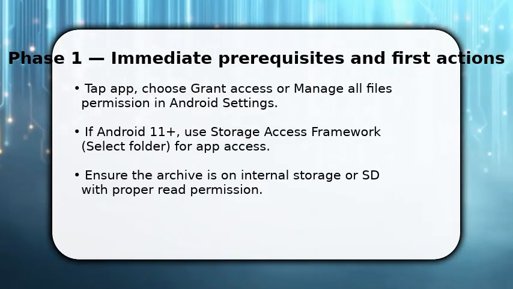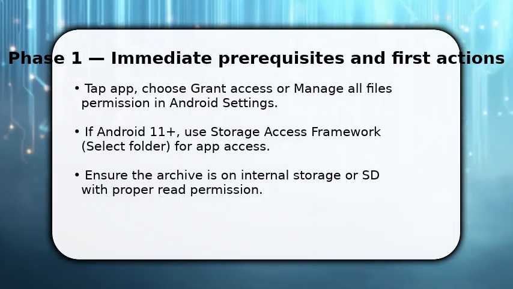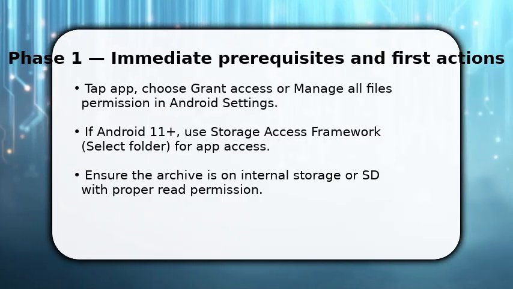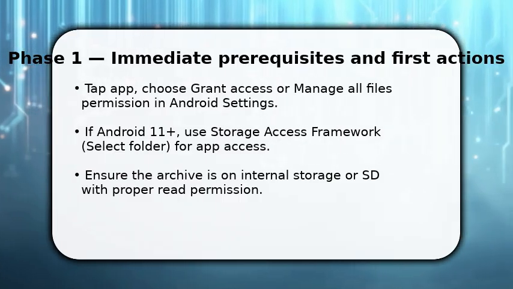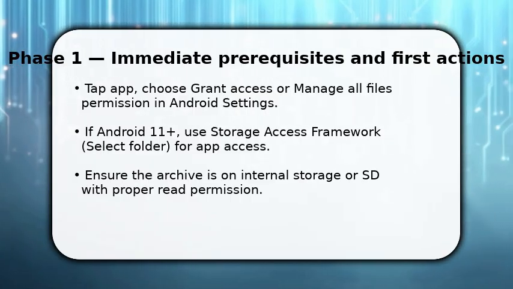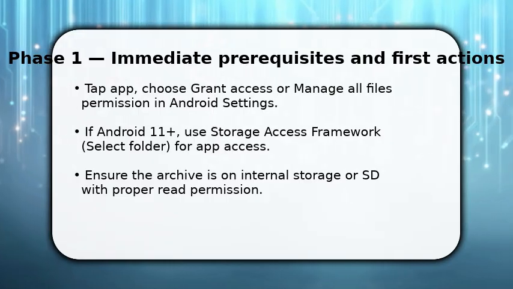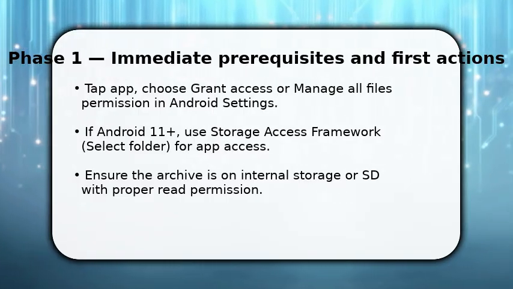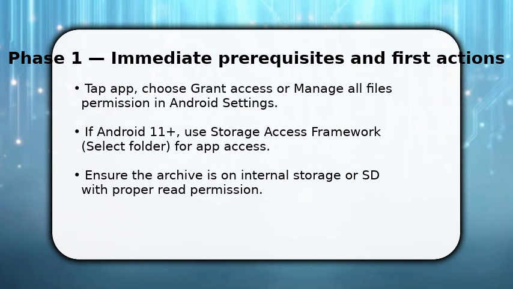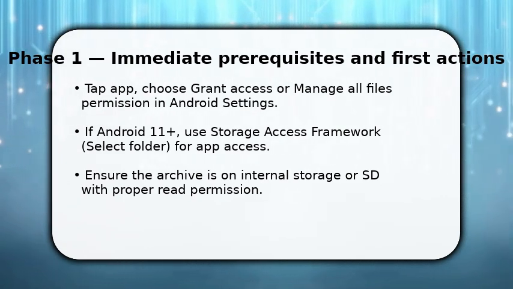If Android 11 or newer, choose Select Folder and pick the parent directory via the Storage Access Framework, because scoped storage restricts direct file paths. Once done, verify the archive sits on internal storage or on an SD card the system permits. Make sure the file isn't in an app private folder that blocks reads.